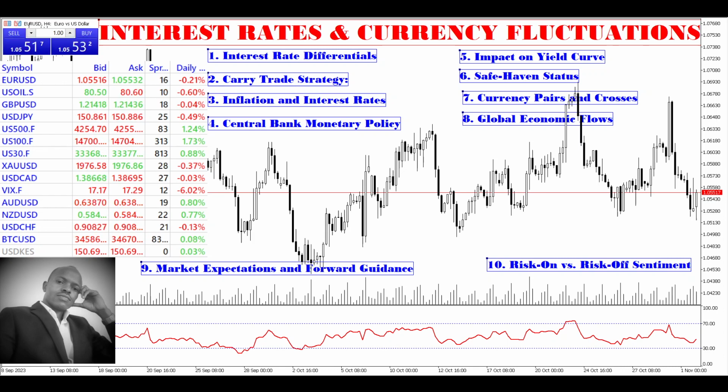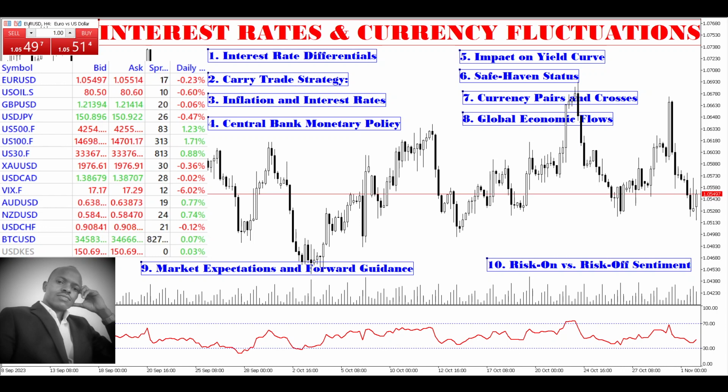Finally, the other impact by interest rates is risk-on versus risk-off sentiments, and we see that interest rate differentials can influence market sentiment. In a risk-on environment, investors may seek higher yielding currencies, while in a risk-off environment, they may flock to safe haven currencies with higher interest rates. Typically, interest rates have an influence on general market sentiment, or rather, the bias that traders will likely develop towards a certain currency.